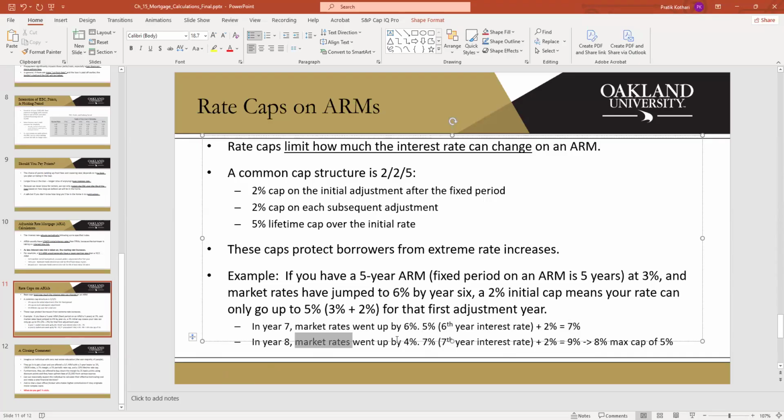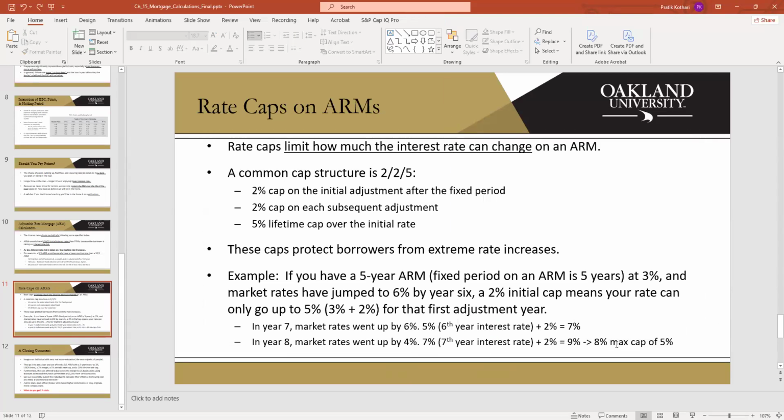Now in year 8, market rates went up again by 4%. That's insane. So if the market rates went up, your interest rate that was 7% is also going to go up. How much will it go up? Well, the subsequent period adjustment is still 2%, right? Your rate was 7%, it will go up by 2% to 9%, right?